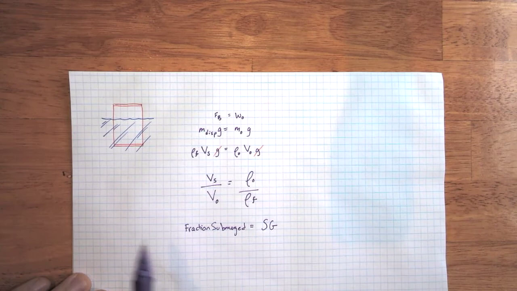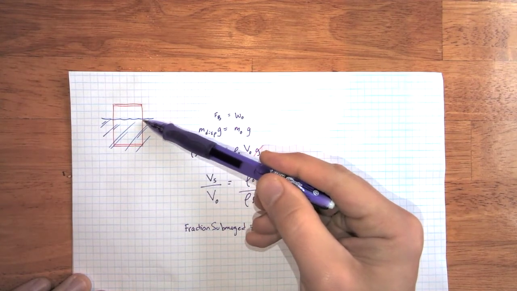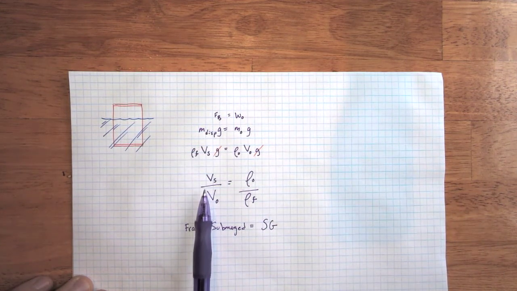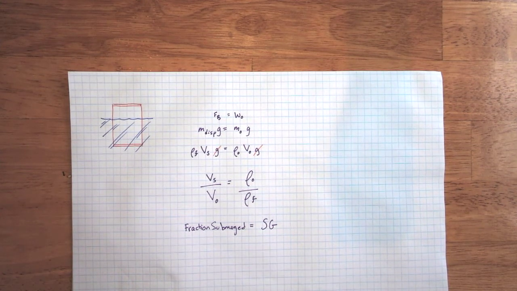Now, in our case, you see about 1/3 of the object is above the water and 2/3 is below the water. That means that the fraction submerged is about 2/3, or that the specific gravity is about 2/3.